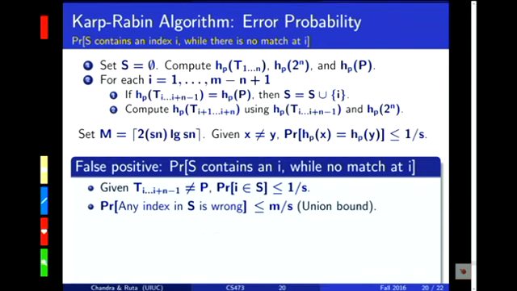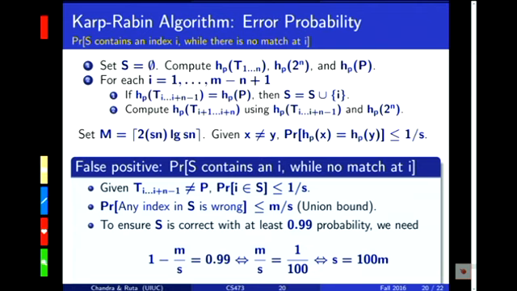So then what is the probability that S is correct? It's completely correct. There is no wrong index in it. 1 minus M over S. And if I want that to be 0.99, I want 1 minus M over S to be 0.99, which means I want M over S to be 1 over 100. And that gives me S should be 100M. So if I set S to be 100M, then I'm good.